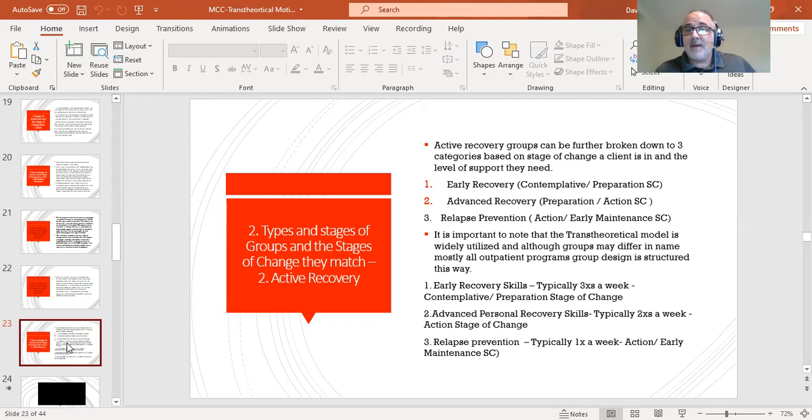So these ones: early recovery skills, 3 times a week, contemplation and preparation stage, matched, again, the active part of active treatment. Advanced PRS, I put in here, 2 times a week, action stage of treatment. And I'll talk about that in a second. Relapse prevention, typically 1 time a week. Even though we call it relapse prevention, when someone might leave us, they're still in early remission, so you're still in the action stage of change.